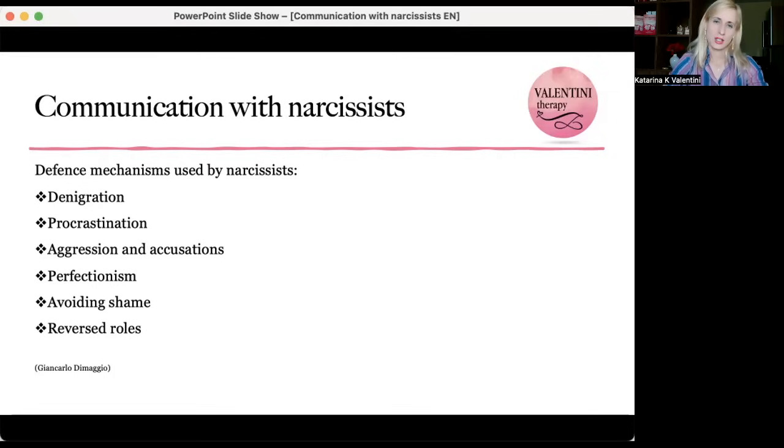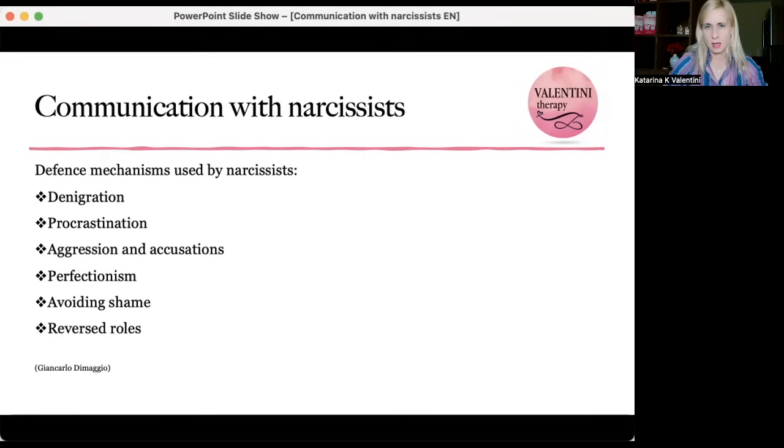Aggression and accusation. Attack is always the best defense, or as they say, offense is the best defense, and they employ that tactic often. When they do that, they confuse you completely because they start belittling you, denigrating you. Verbal aggression is present, physical not really, at least not with the usual types of narcissists. With malignant narcissists, sometimes with toxic, it can happen.